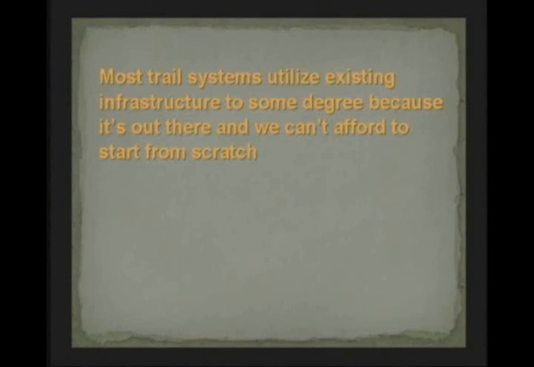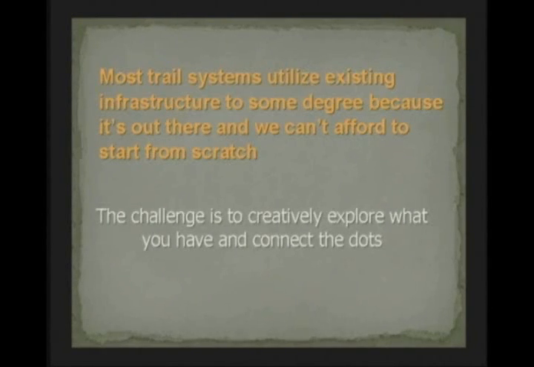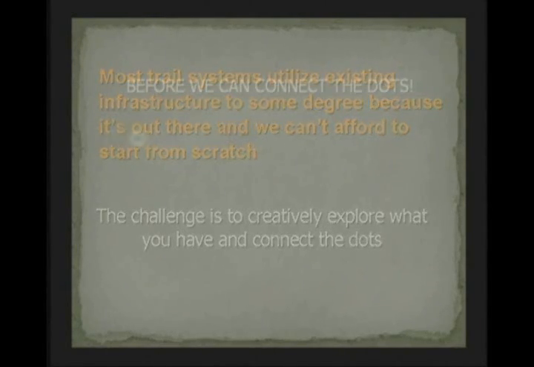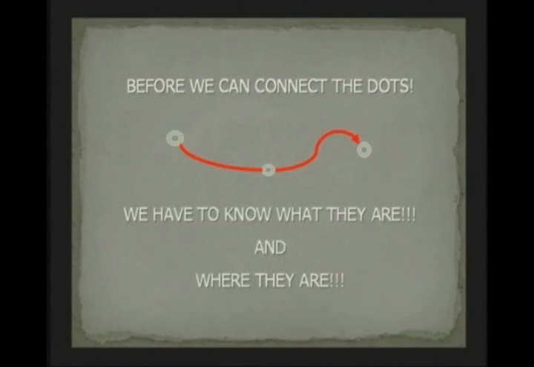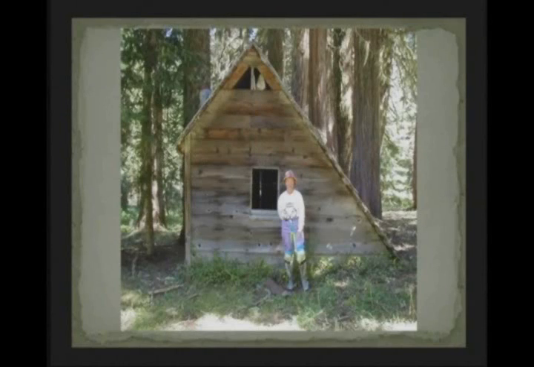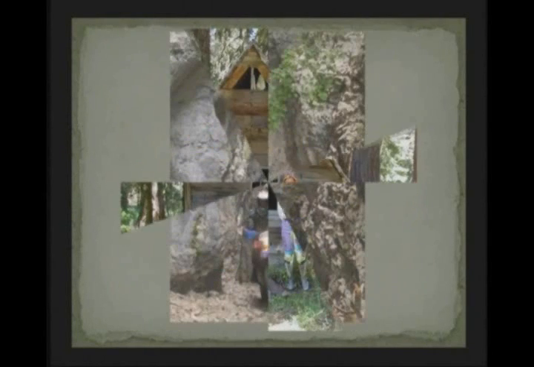Most trail systems utilize existing infrastructure to some degree because it's out there and we can't afford to start from scratch. The challenge is to creatively explore what you have and connect the dots. In order to connect the dots, we have to know what they are and where they are. This cabin might be one of the dots. It's an interesting cabin in a pleasant setting. It might provide a good spot for riders to stop, relax, and maybe have lunch. They might be able to figure out why the roof is long on one side and short on the other.